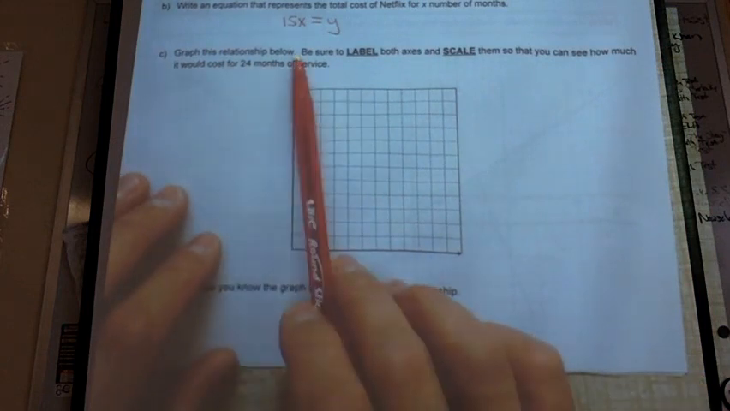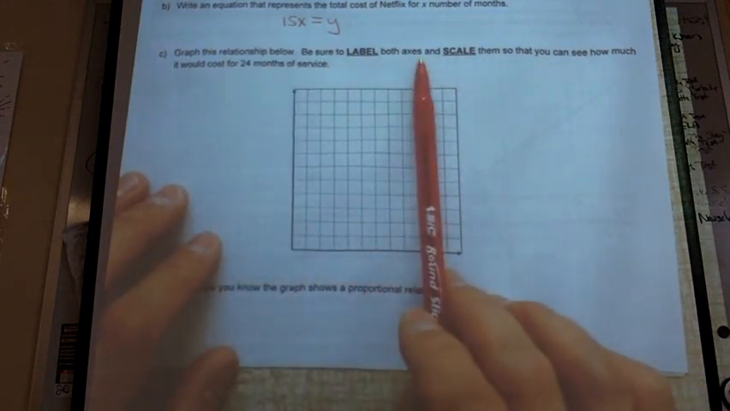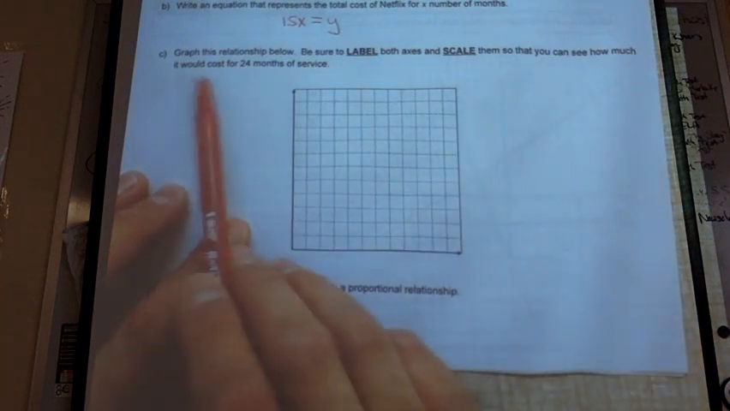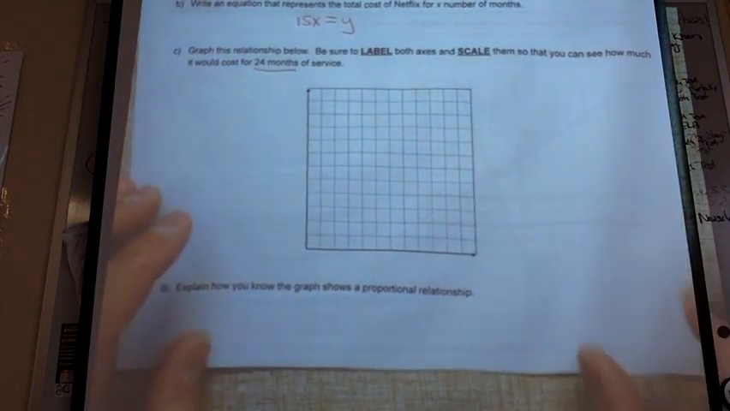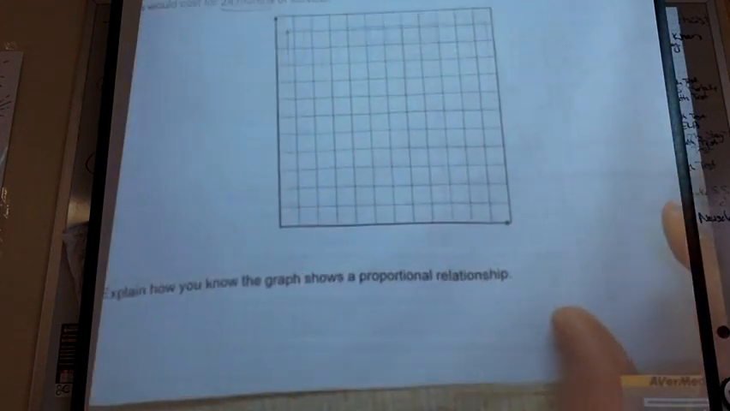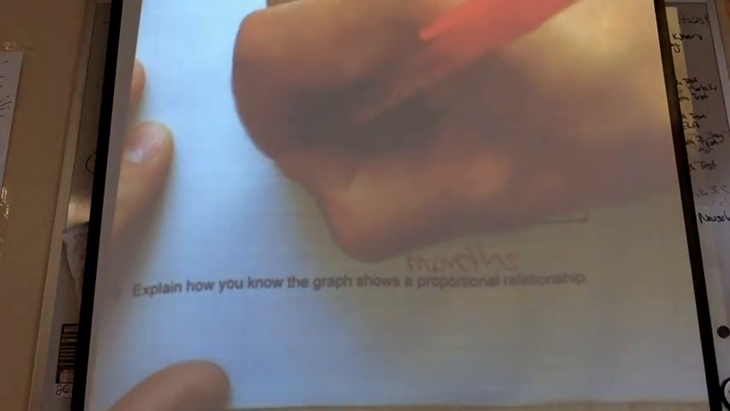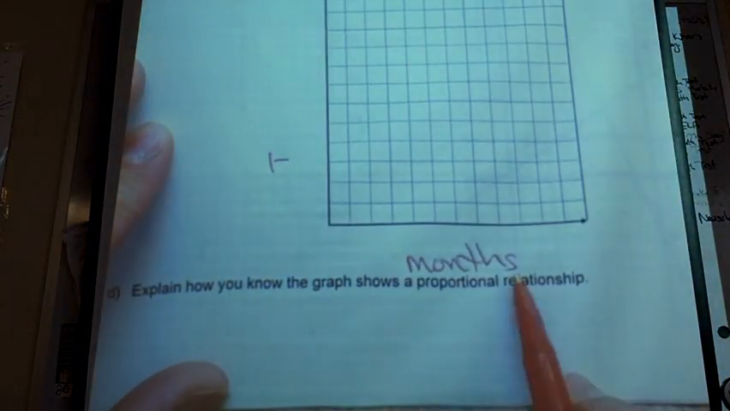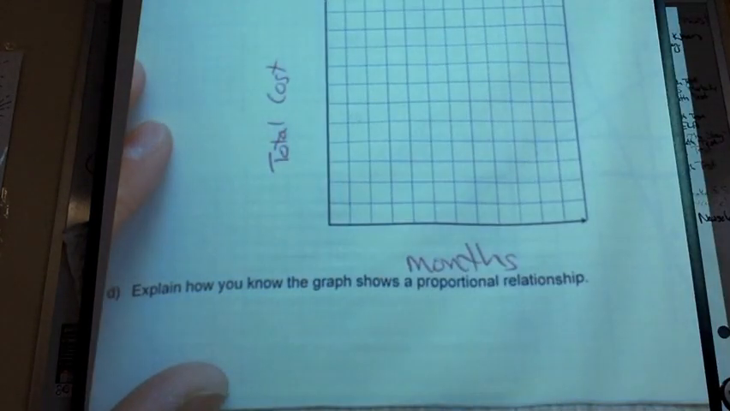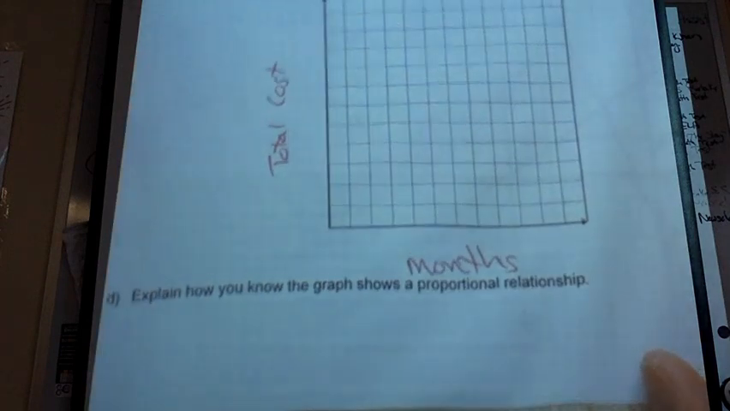Moving down to graph this. What it says, graph this relationship below. Be sure to label both axes and scale them so that you can see how much it would cost for 24 months of service. 24 months is 2 years worth of service. So I'm going to start with my labels. We're going to have months on our x-axis, and total cost for our y-axis.